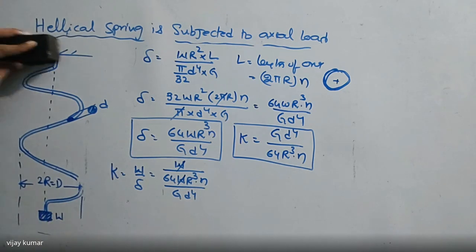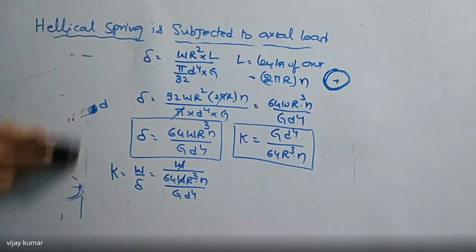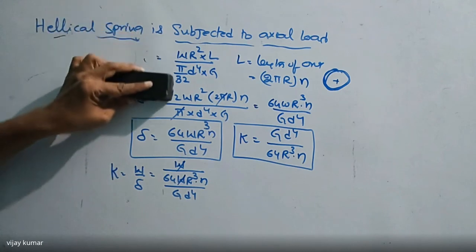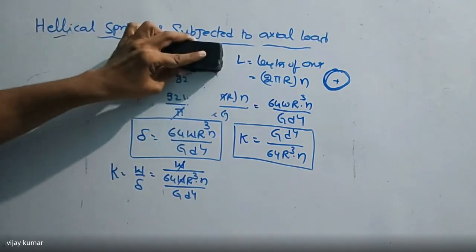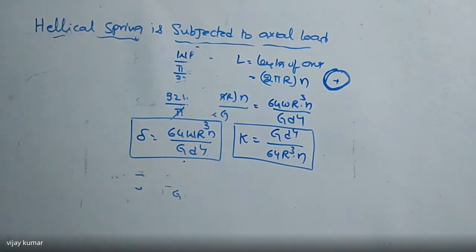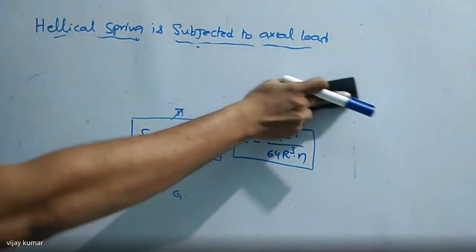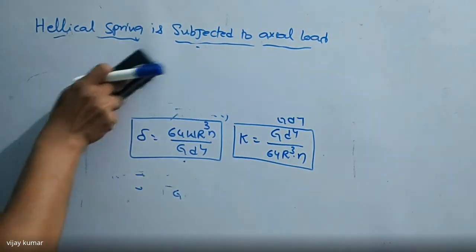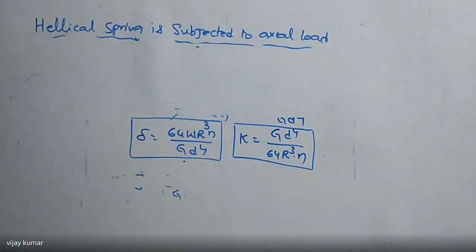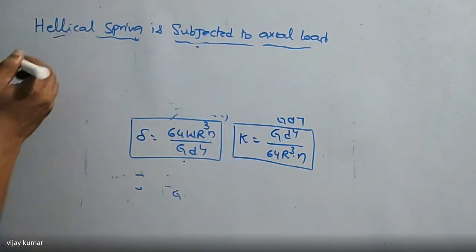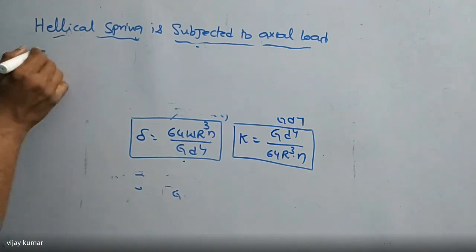Now I'm going to cover springs connected in series and parallel. What values are we going to get? These are the two formulas we have to remember. After that, springs connected in series and parallel.